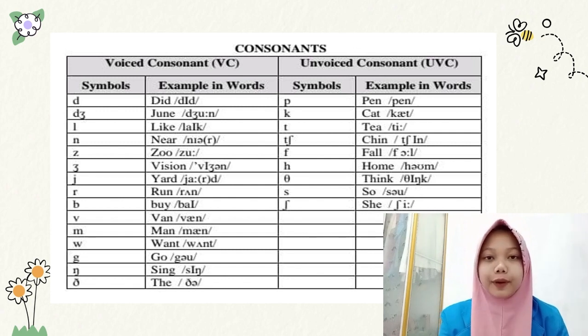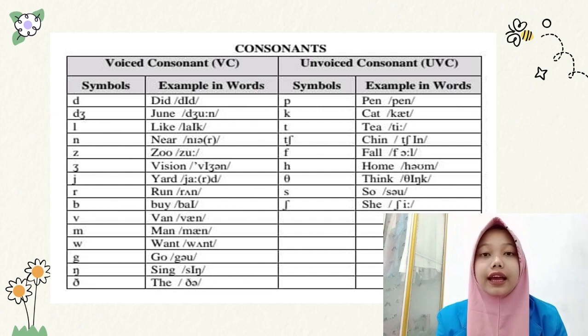For the first symbol is P. And the word example is pen. And then K. Word example is cat. And then T. Word example is tea. And then Ch. Word example is chin. And then F. Word example is fowl.